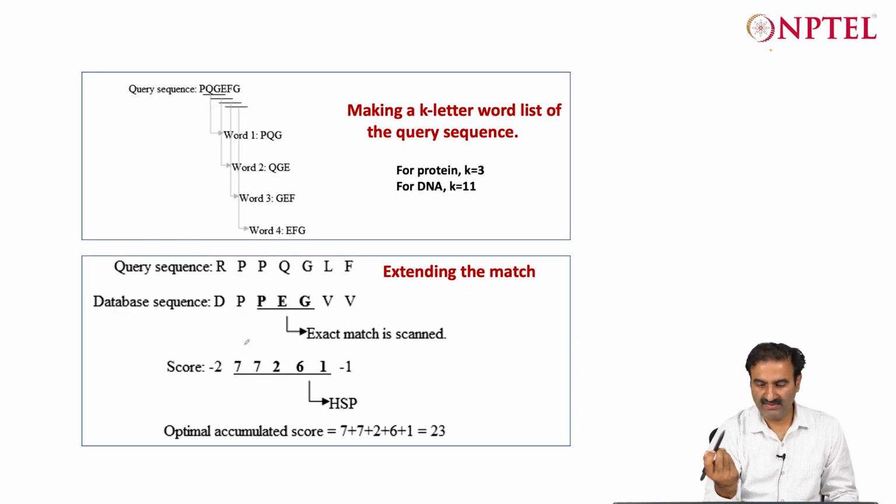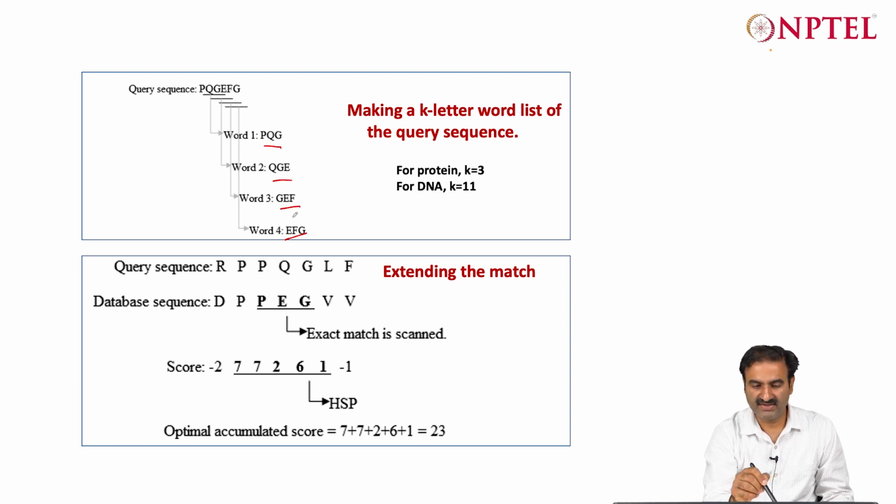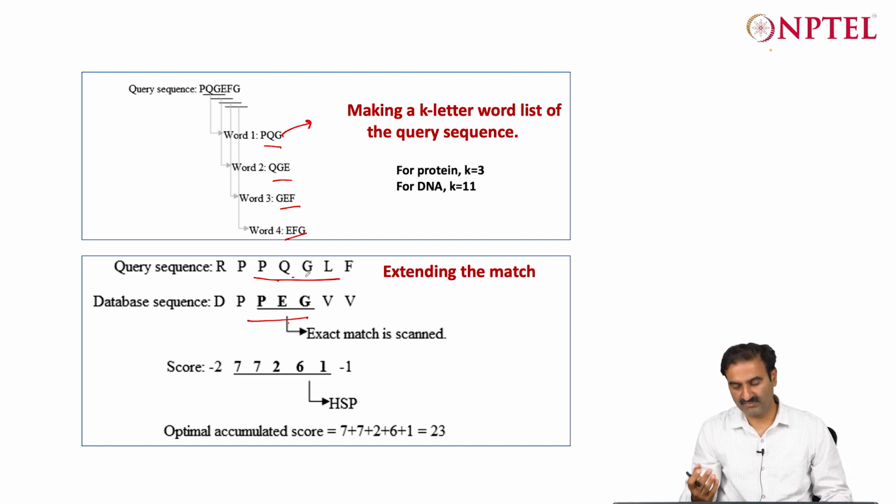So again, going through this: the list of words PQG, QGE, GEF, and so on, in an overlapping fashion by shifting by one position. For each of these we create a library of words, and that library of words we are matching in the database sequence. Like PEG is matching here, and the query was PQG, and it gives the score for that.